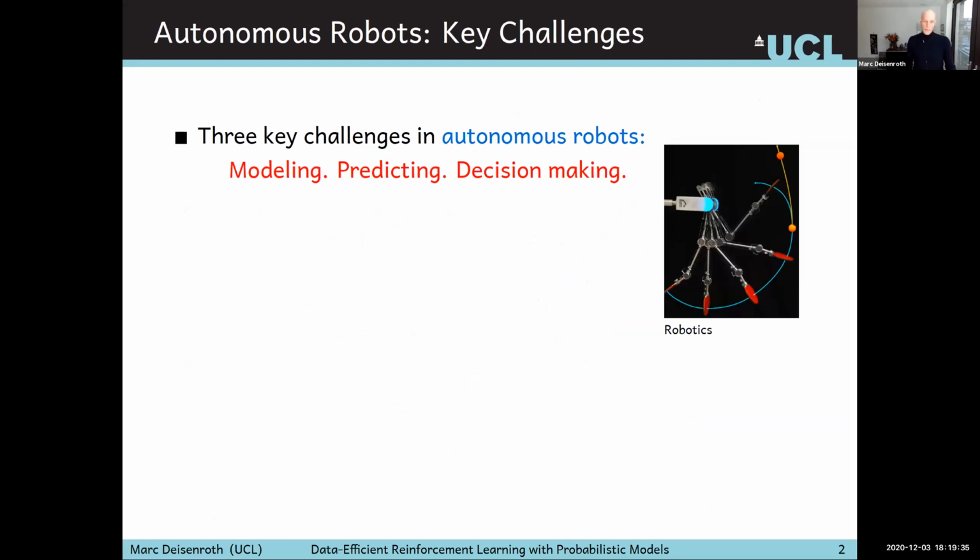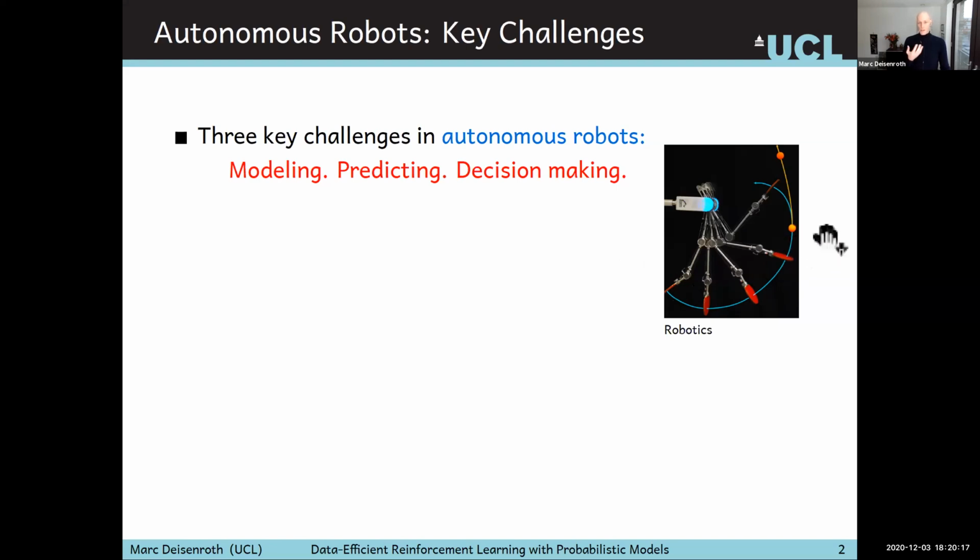So when we look at autonomous robots, we often face 3 key challenges. One is the challenge of modeling. If we look at this robot here on the right side, we have a robot arm. This is a tendon-driven robot arm, and there's a table tennis racket attached to the end effector. Modeling could mean that we want to model the dynamics of this robot. The second challenge is predicting. Given a sequence of control signals or actions, we may want to predict the trajectory of the end effector and see whether it is able to hit the table tennis ball here.